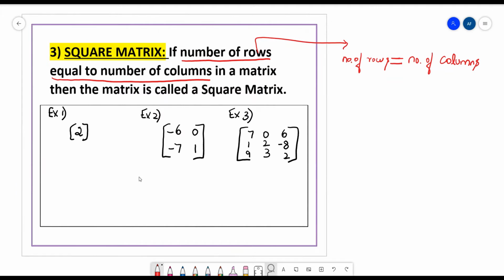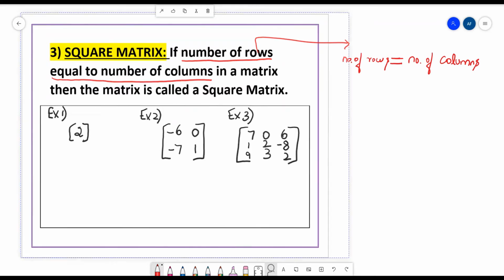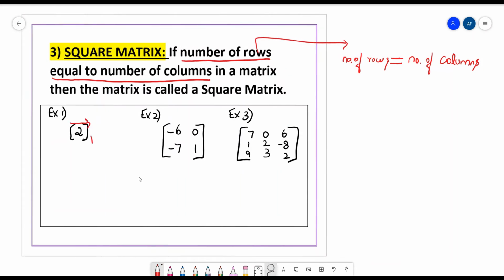I have taken three examples here. Let us see one by one. First example, you can see only one element is there, that is 2. So let us write down the order of this particular matrix. How many rows are there? 1. How many columns are there? That is also 1. So it is a 1 by 1 matrix, where the number of rows and the columns are equal, that is 1 is equal to 1, so it is a square matrix.